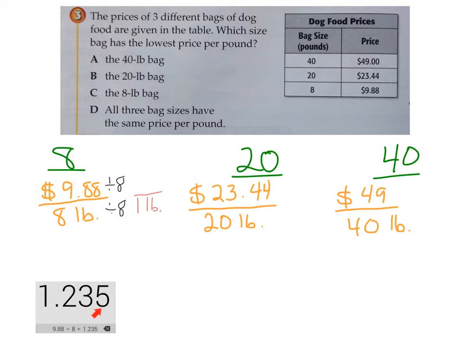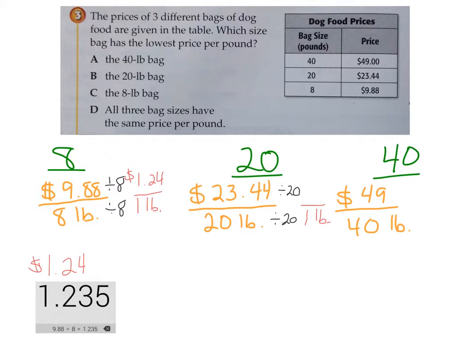So look at the number next to it. It's 5 or above. So this would be $1.24 per 1 pound. So I could actually put that right up there. $1.24 per 1 pound. Now I go to my 20-pound bag and I write it out.